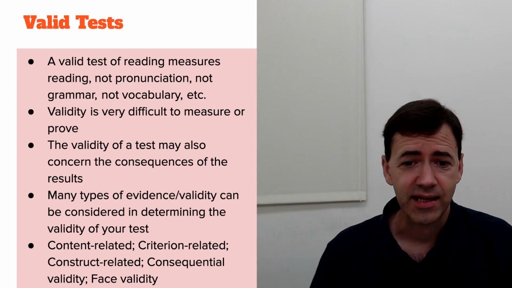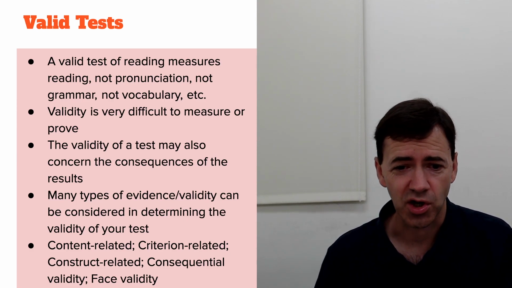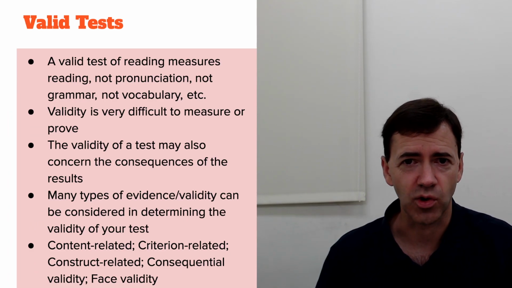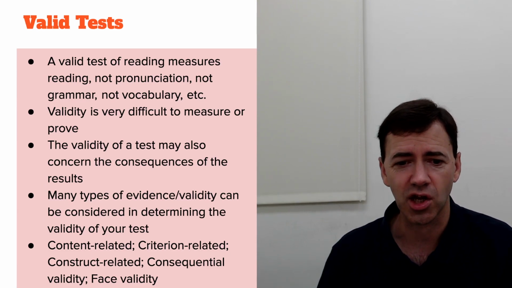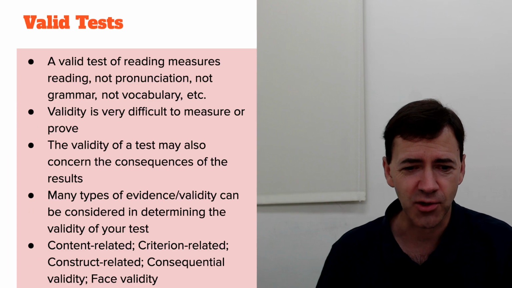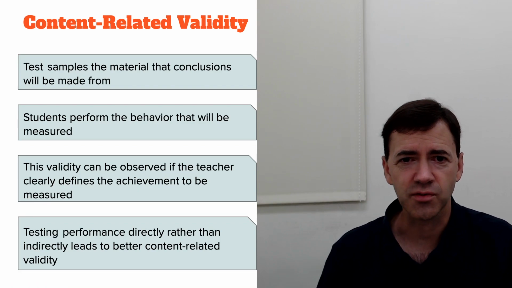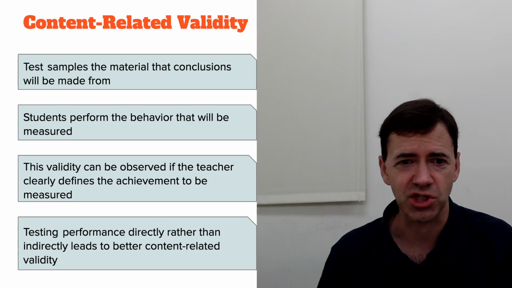Now, there are many types of evidence or validity that we can consider when we're determining the overall validity of your test, and we're going to go through each one. So we have what's called content-related, criterion-related, construct-related, consequential, and face validity, and I'm going to talk about each one. Okay, so the first one is called content-related validity. You should be able to guess what this means just from the title.